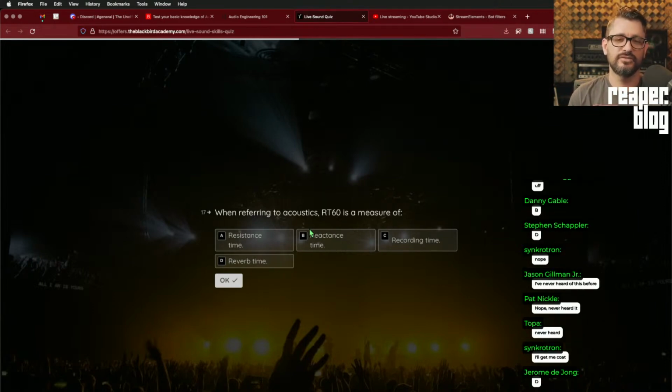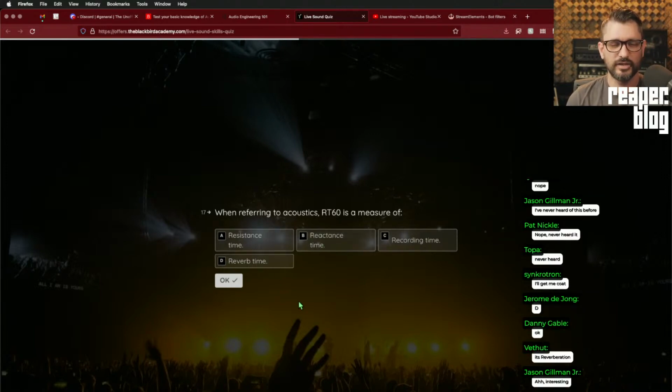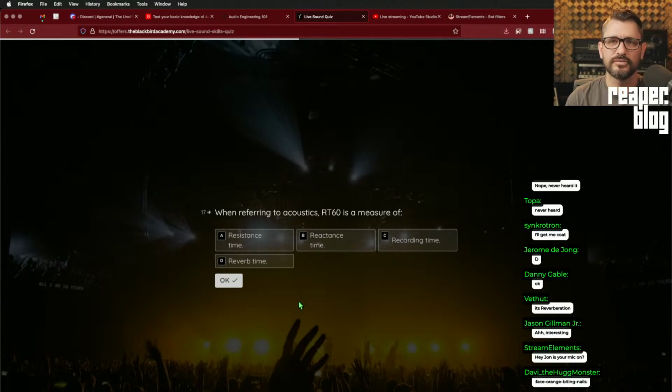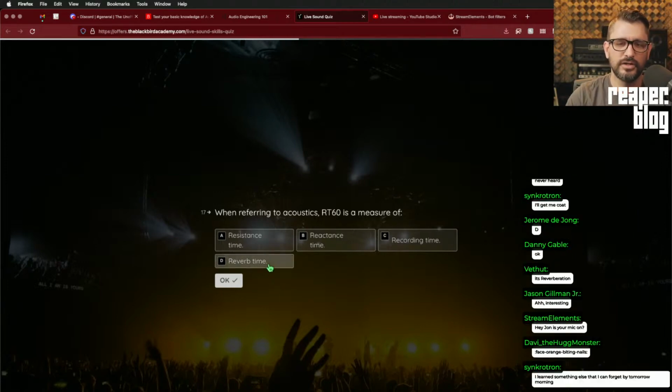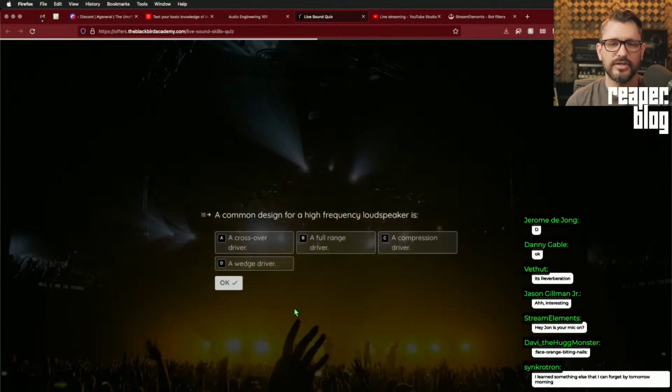So it takes 1 second to drop 60 decibels, RT60. So that's your reverb time. It's a good term to know. A reverb can extend past that time, but that's where we measure decay of a room. For a control room, we want to have that down to 0.3 or something like that. So reverb time, that's the correct answer.